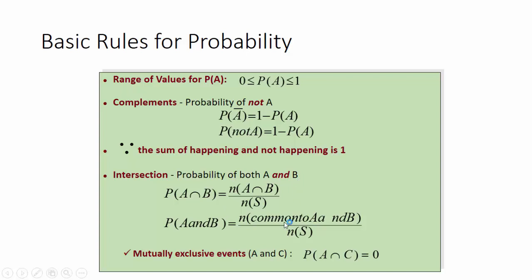Intersection, probability of both being in A and in B. The common items in A and B over the total number of items that are present represents P of A and B, the intersection. Remember, if the events are mutually exclusive, the sets are disjoint, then there is nothing common between them. So P of A intersection B will be 0.